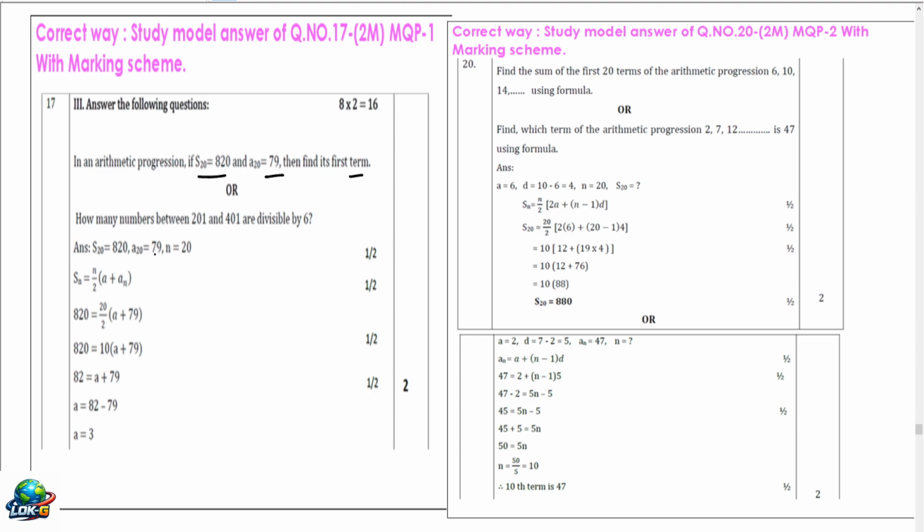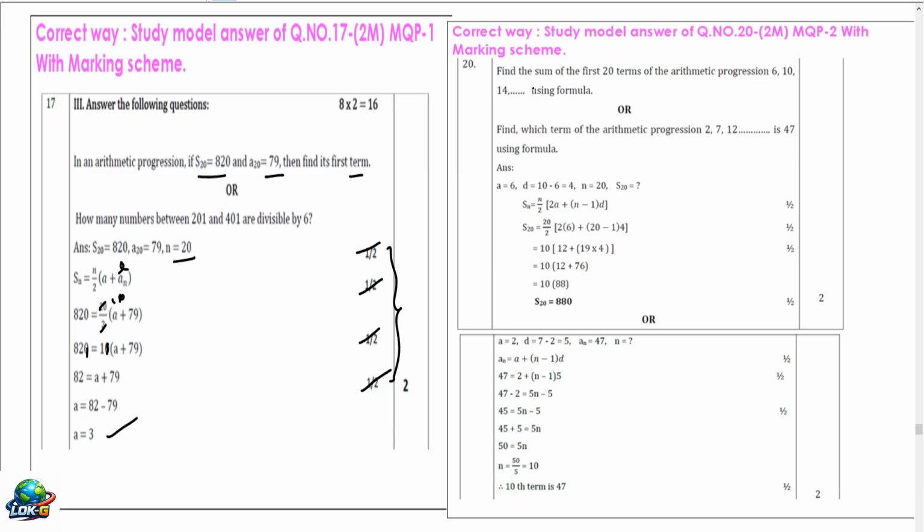S20 is 820, a20 is equal to 79, which means n is equal to 20. Let us use the formula Sn is equal to n by 2 into a plus last term, an. Sn is 820, n is 20, so 20 by 2, a plus 79. 2 1s are 2, 2 10s are 20, very easy, 0 cancels 0, you will get 82 is equal to a plus 79. Then you get a is equal to 82 minus 79, which becomes 3, therefore a is equal to 3. For this you will get 2 marks. Observe, for writing data you will get half mark, writing formula half mark, substitution half mark, simplification half mark. 2 mark questions will appear like this.